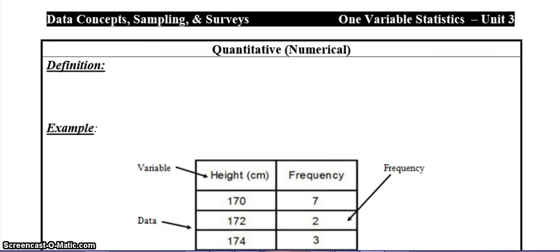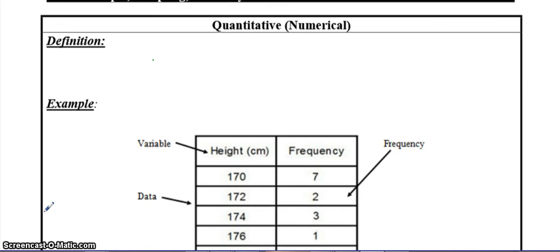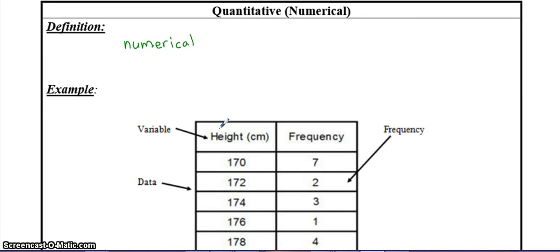Now, quantitative data is numerical. Again, the first column contains the data. So if the first column here is numbers, that's numerical, that's quantitative data. The second column is your frequencies. It just means that there were 7 people with a height of 170, 2 people with a height of 172, 3 people with a height of 174, etc.